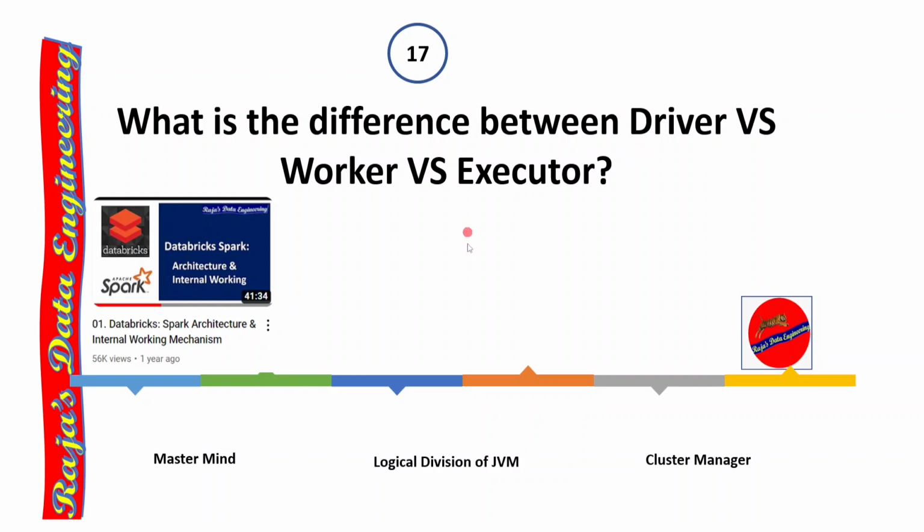So driver, that is a mastermind. Whenever we are submitting some application, first it goes to driver. Driver keeps on creating a lineage graph, and when there is an action, then it converts the lineage graph into an execution plan. Then it connects with the executors. Then it gets the task done. This is what we have to talk about driver.